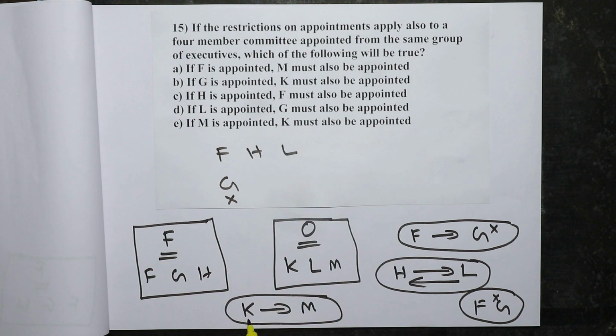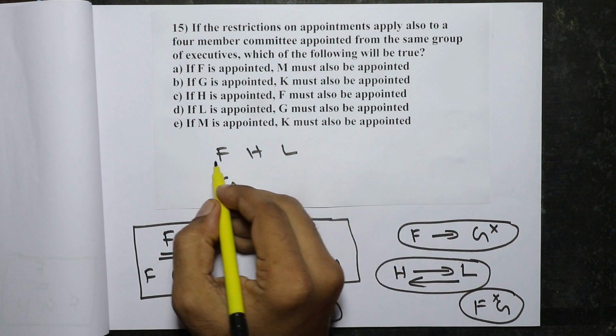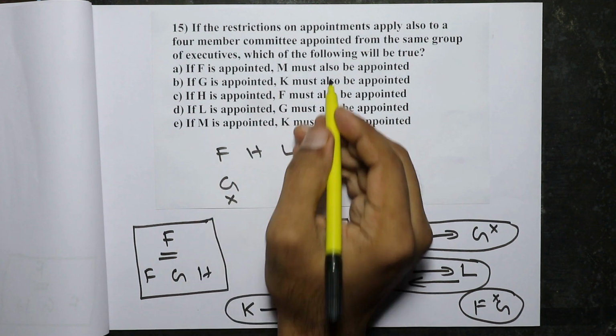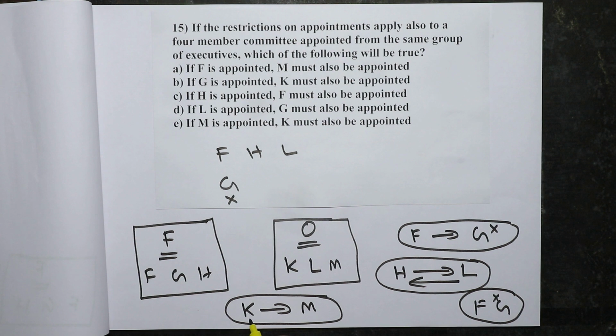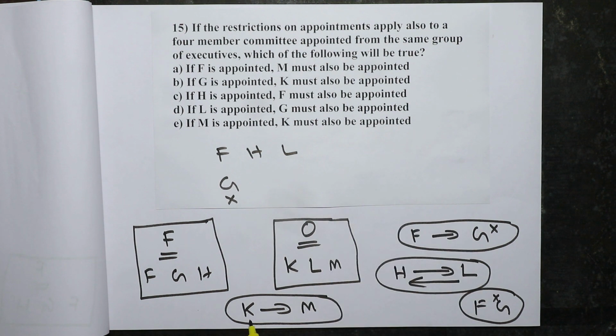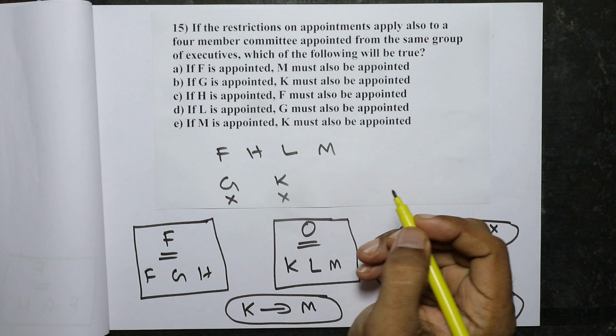Now if you look at K, if you select K, then M should also be selected. So if you select K, then along with K you should have M also. Then there will be 5 people. Already 3 here and then both K and M. We cannot select 5 people. Only 4 of them are to be selected. So if K is selected, along with K, M should also be selected and there will be 5 people. So basically K cannot be selected. K has to be omitted and M has to be selected.